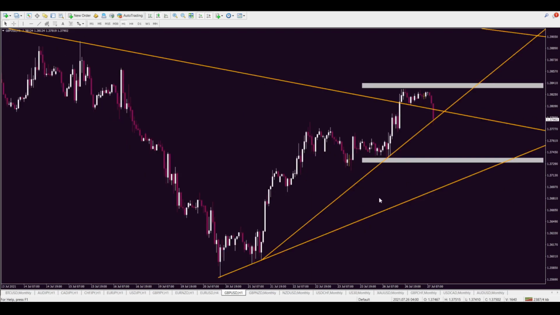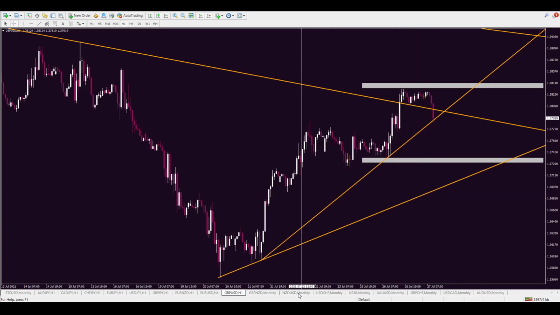Each one. So for me, if I get a break below this point without price going above this point, I would sell. And if I get a break above this point without price going below this point, I would buy. And if I get a break below this point without price going above this point, I would sell.